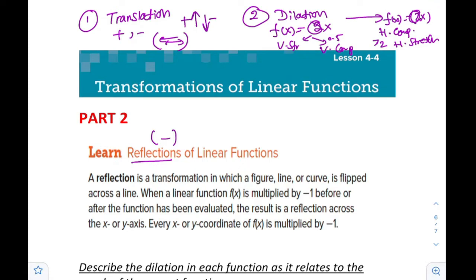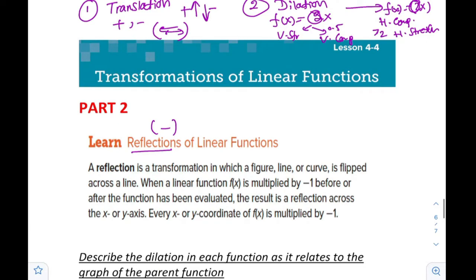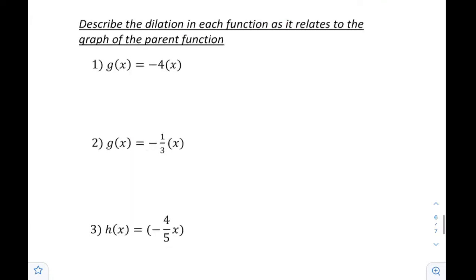Reflection of linear functions can be done when you have -1 multiplied by the function, or there is a minus sign. And we will also differentiate between the minus sign if it is in the group or outside the group. Same thing exactly. So let's see here what will happen.